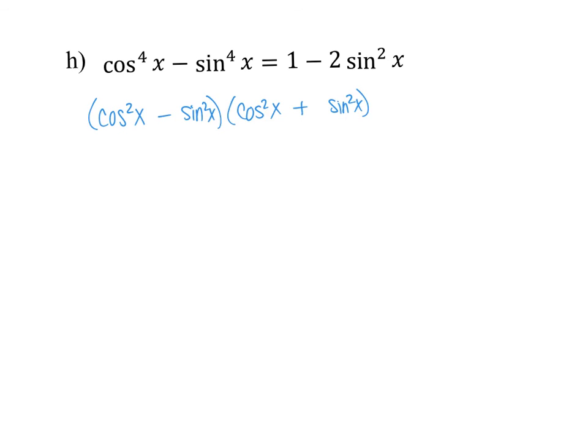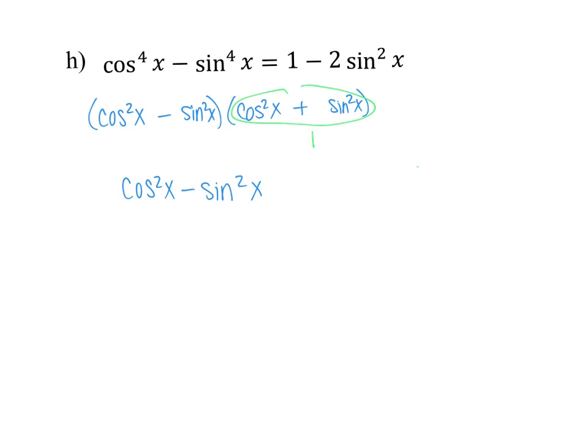And I'm thinking, okay, maybe I can try to add these two together, because if I add these two together, cosine squared plus sine squared is just 1. So if this is just 1, 1 times that is just itself. So now I just have cosine squared x minus sine squared, right?